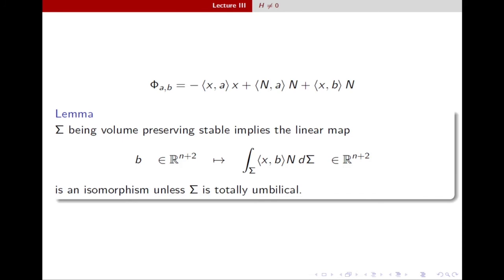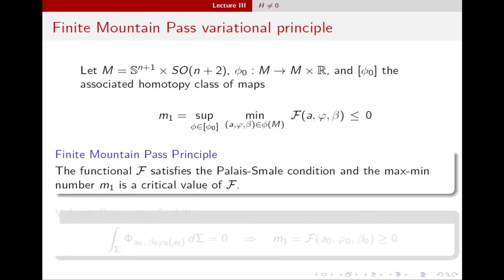So in the minimal case, this lemma was important to get balanced vector fields. So here we are using it for a different purpose, but in the end it will imply that the Palais-Smale condition is satisfied, and so M1 will be a critical value for our function. And another important fact that we notice is that this critical value is always non-positive.